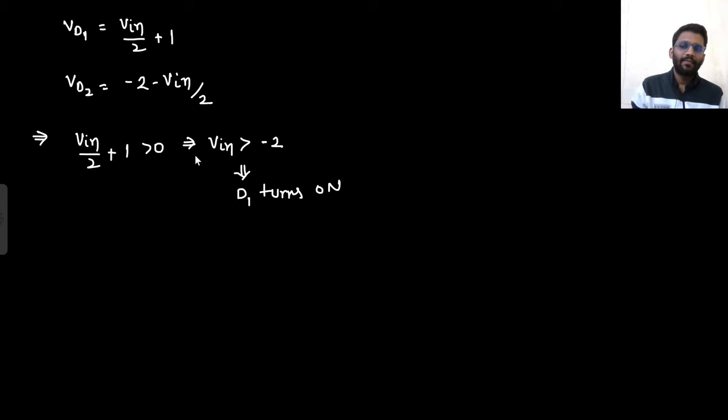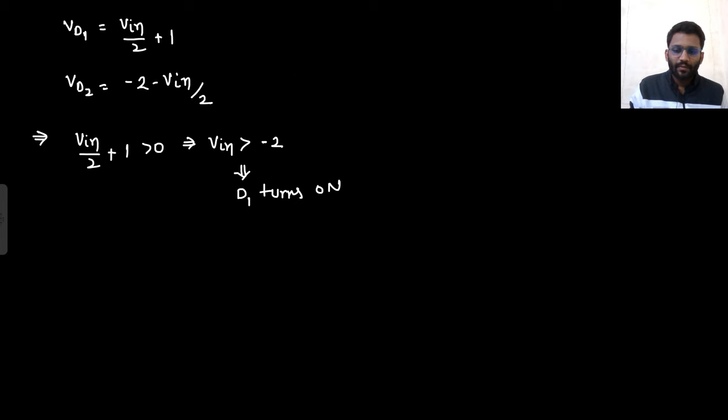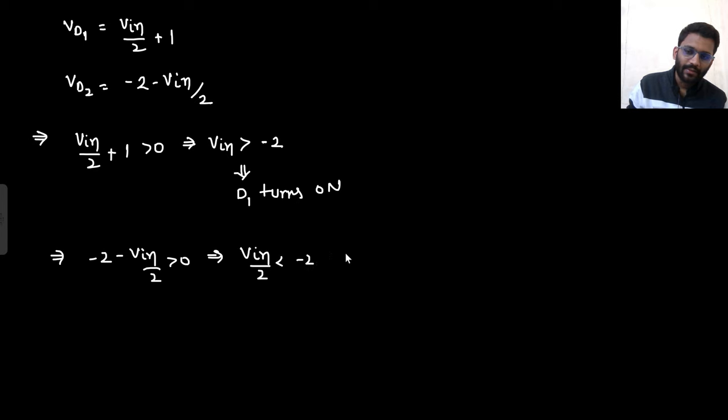What about D2 at that time? If Vin is greater than minus 2, let's assume Vin is minus 1. So minus 2 plus 1 by 2, it is again negative only, right? So what about VD2? Minus 2 minus Vin by 2 is greater than 0. That means Vin by 2 is less than minus 2. That means Vin should be less than minus 4. So Vin is less than minus 4. That means D2 turns on.